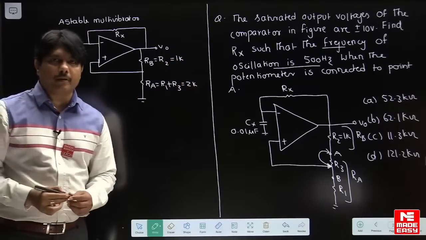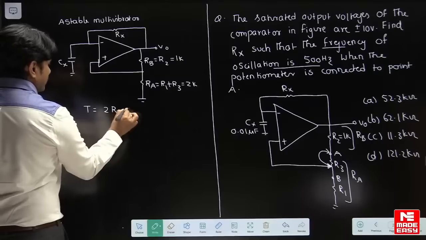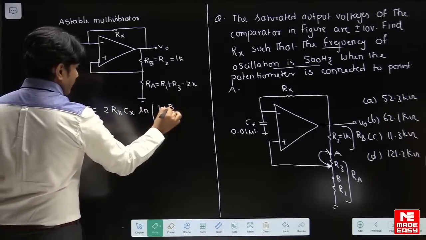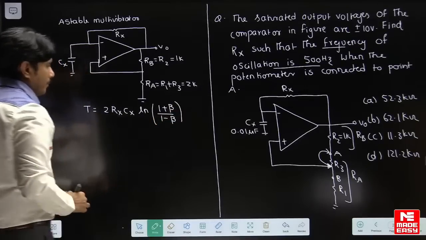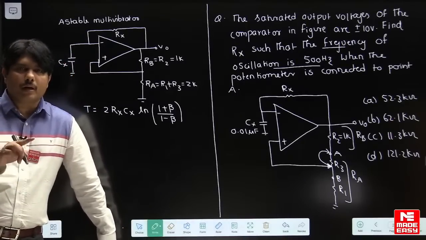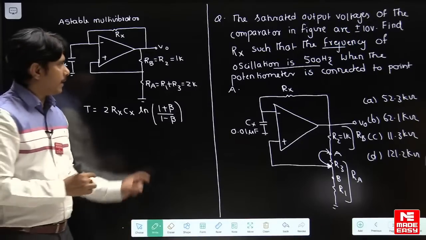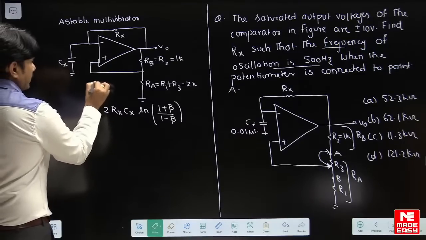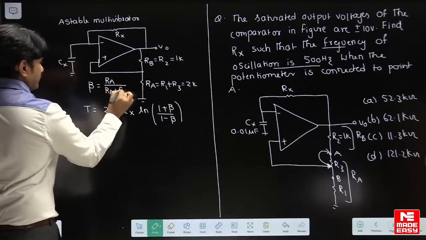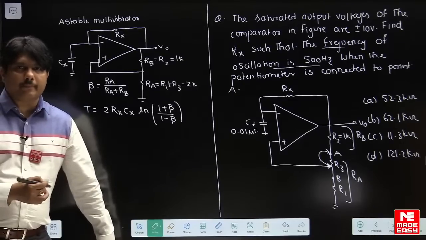So what is the standard formula of time period? The time period formula is 2 Rx into Cx, which is a time constant, into ln of (1 plus beta) by (1 minus beta). This is the formula. For a GATE student, you should not do any derivations. The formula should be in your mind. What is beta here? Beta is the fraction RA divided by RA plus RB. This is called the beta value.